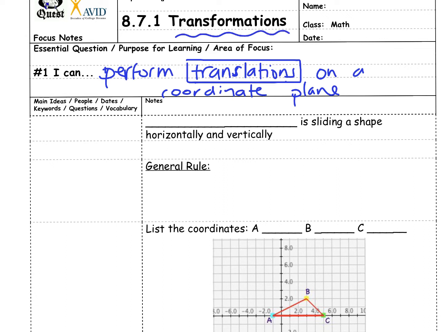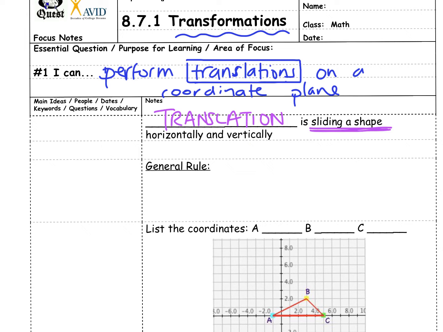Basically, if we say we're going to translate something, translation is simply sliding a shape. So we're going to slide our shape horizontally or vertically. We can slide it up, down, left, right, any direction really we want.